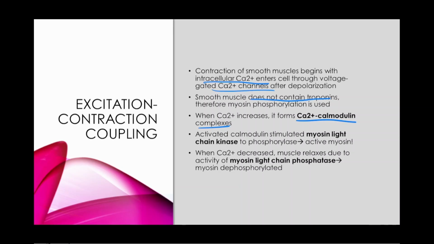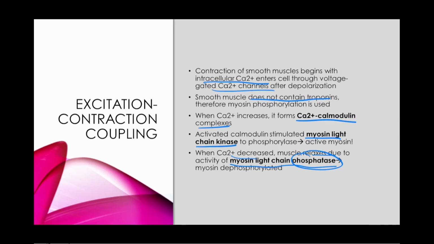When this calcium-calmodulin complex is activated, it causes myosin light chain kinase to phosphorylate, and that causes the active myosin to occur. So we have this calcium-calmodulin complex, which activates myosin light chain kinase, which activates the myosin, so now we can have a contraction. Now, when calcium is decreased, remember we have to have relaxation. We can't just have constant contraction all the time. In order to relax, we have to get rid of the calcium. So when calcium decreases, muscle relaxes due to the activity of myosin light chain phosphatase, and that will relax the smooth muscle.